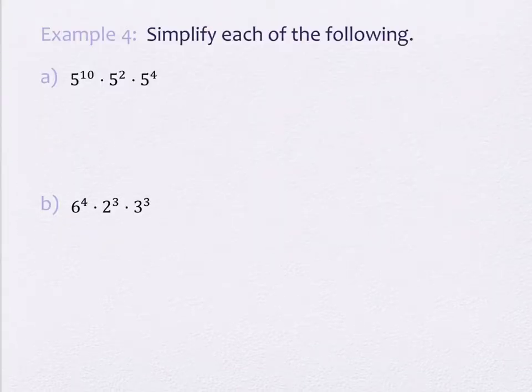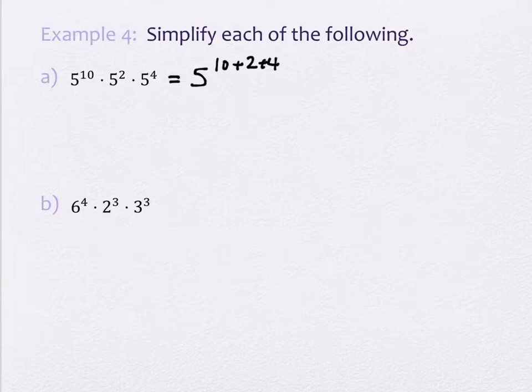So example number 4, part A, says I have 5 to the 10th times 5 squared times 5 to the 4th. So what would I do to combine or simplify this expression? The goal is not to multiply this whole thing out. It is to have it written as a base to an exponent when I'm done, okay? So how would I do that on this problem? 5 to the 10 plus 2 plus 4.